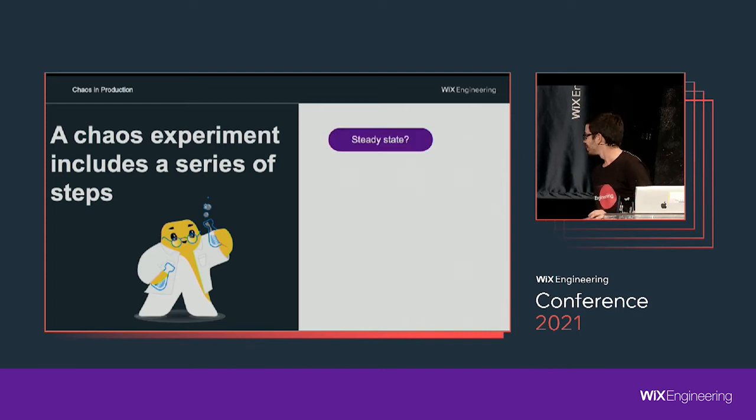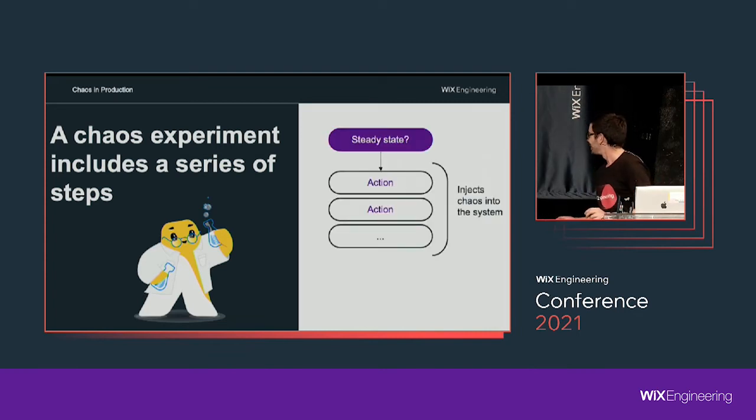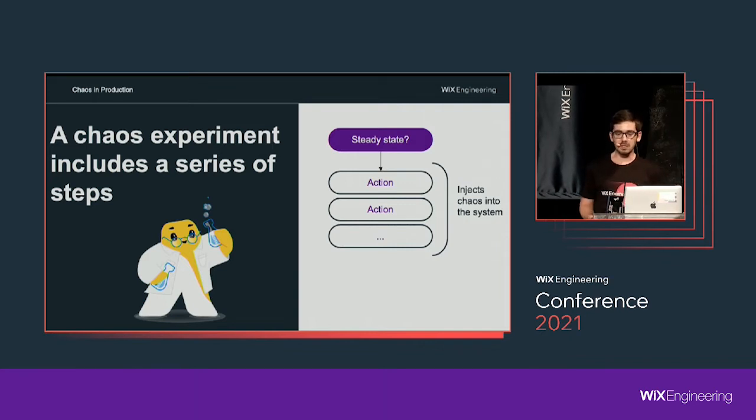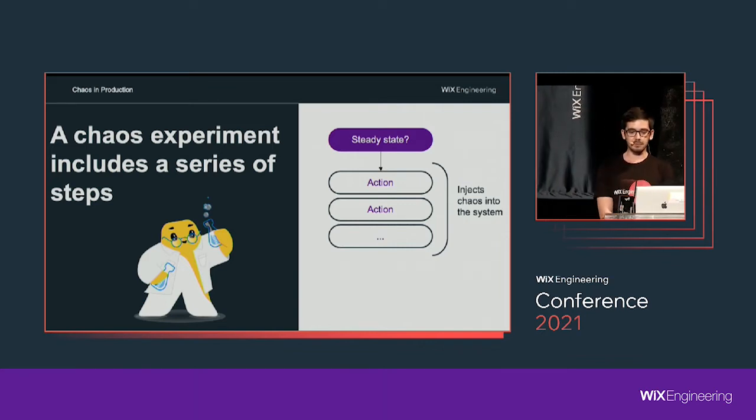Okay. That was steady state. Anyways. Then after that come the actions. Actions are actually destructive functions that would actually kill the server. After the actions are completed, then comes the steady state again to make sure that the system is still steady.